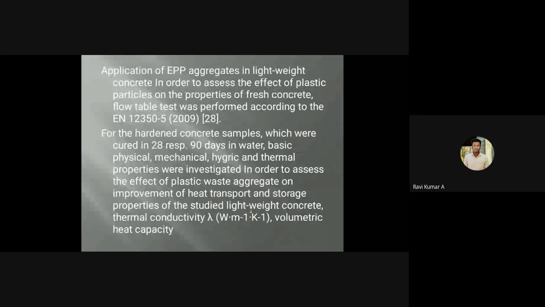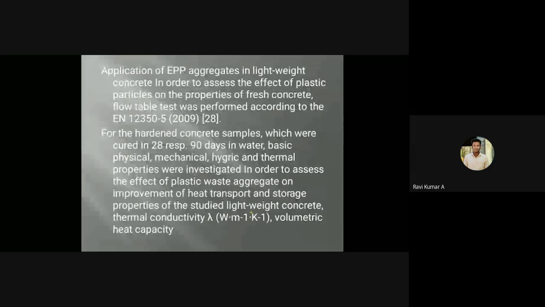90 days in water. Tests were conducted to know the physical, chemical, hygienic and thermal properties, investigated in order to assess the effect of plastic waste aggregate on improvement of heat transport and storage properties of the studied lightweight concrete, namely thermal conductivity and volumetric heat capacity. Difference between normal and lightweight concretes: in contrast to traditional concrete, lightweight concrete has higher water content.